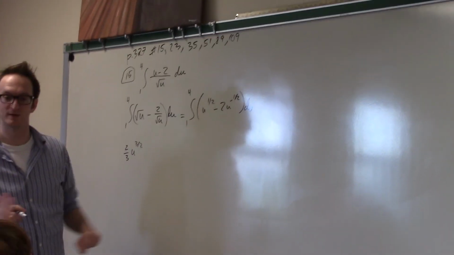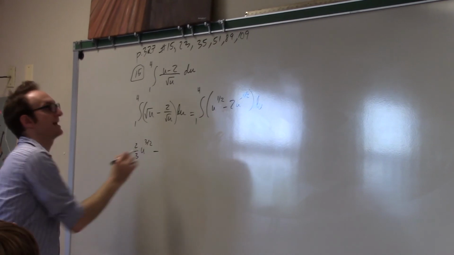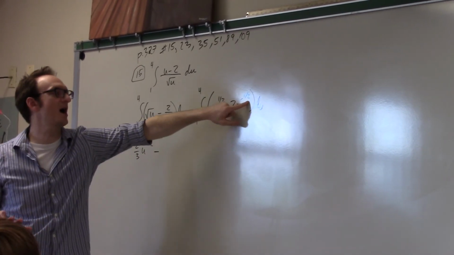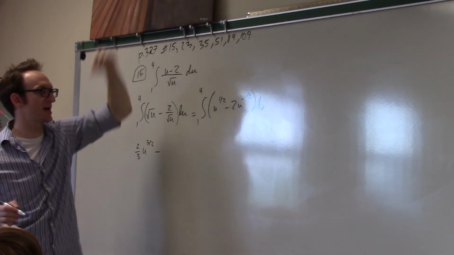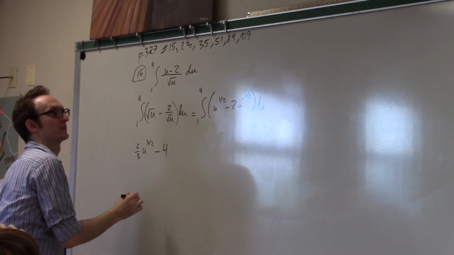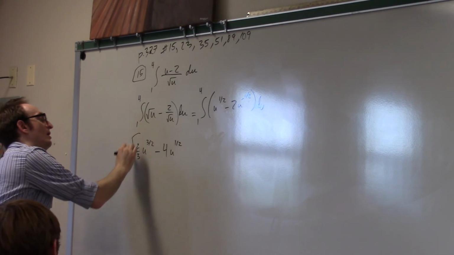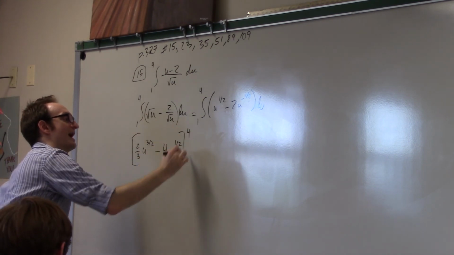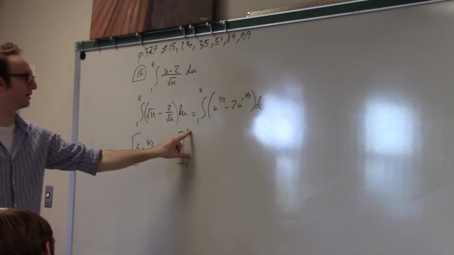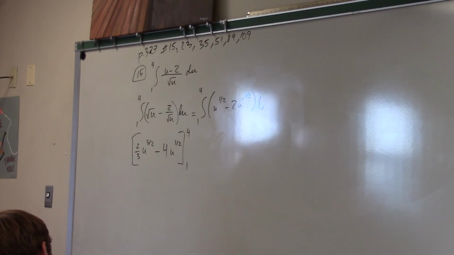Minus, and then that goes up a half to be 1/2, but 1 over that is 2, so it's -4 u to the 1/2. And then all of this is being evaluated at 4 and 1. I think this is the neat way of doing it.